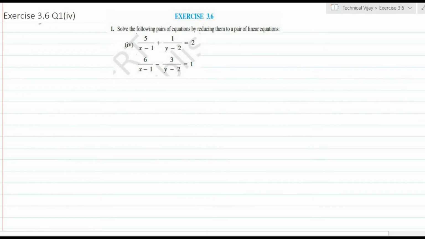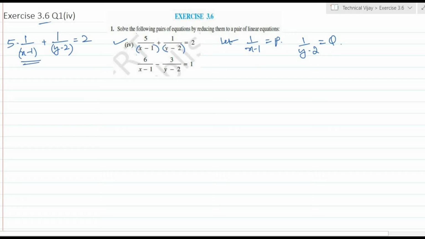So here also, in exercise 3.6 question number 1, in that fourth portion, whatever the denominator portion 1 by x minus 1 and 1 by y minus 2, we will assume. So let 1 divided by x minus 1 is equal to p and 1 divided by y minus 2 we will assume as q. We can substitute here. So 5 into 1 divided by x minus 1, in this way we can write, plus 1 divided by y minus 2 is equal to 2.